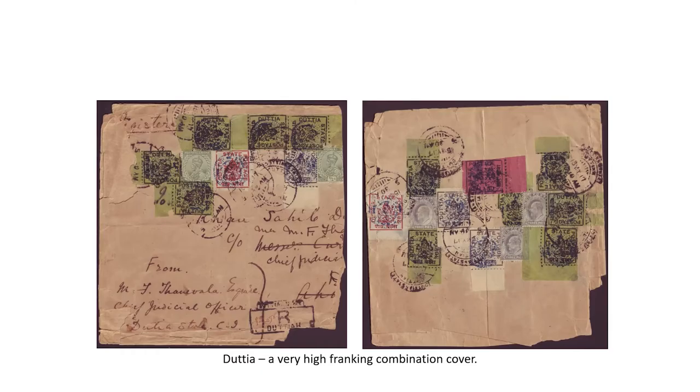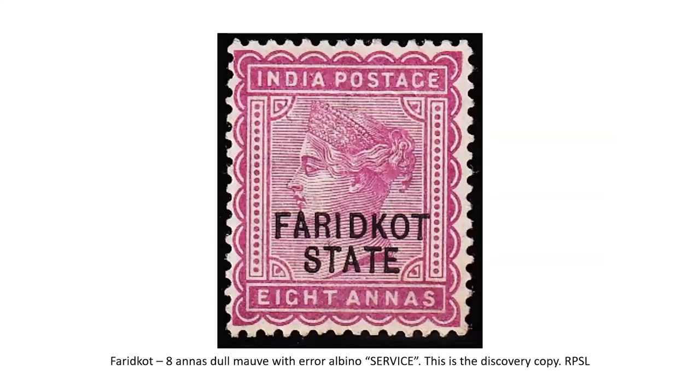This was delivered, it's a registered large cover, sent within the state of Dhar, handled by the state postal system. And yet it's franked with multiple copies of imperial stamps. Here we have Faridkot, again another convention state, where this word Service was overprinted on top, but that is completely an albino print. This happens to be the discovery copy.